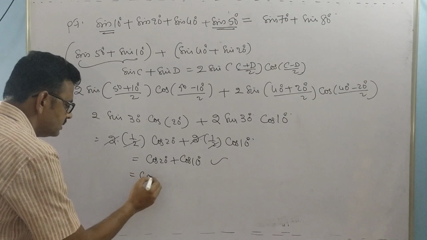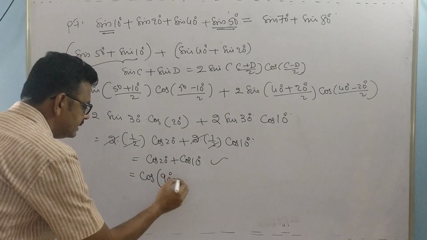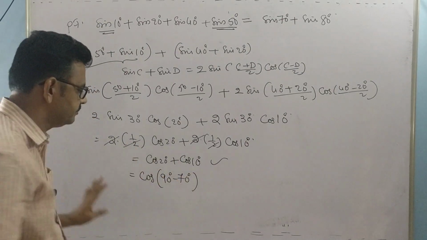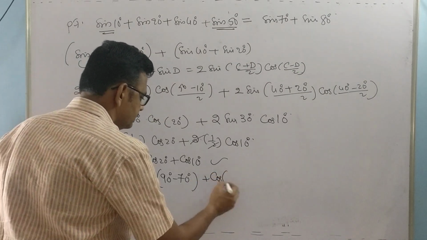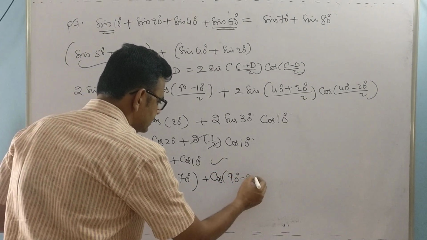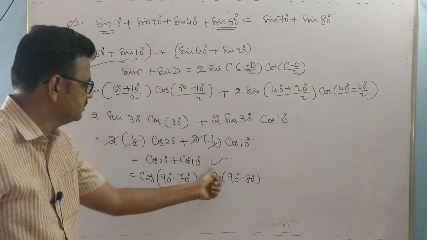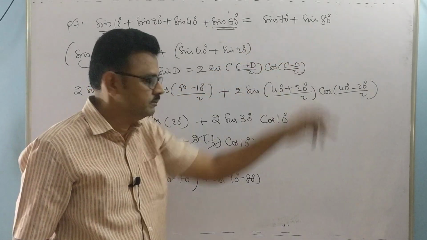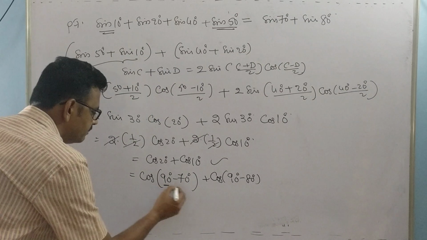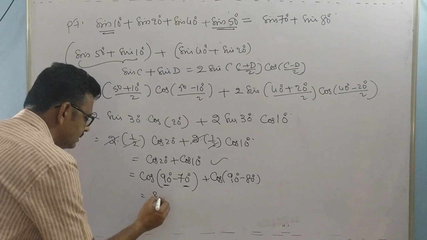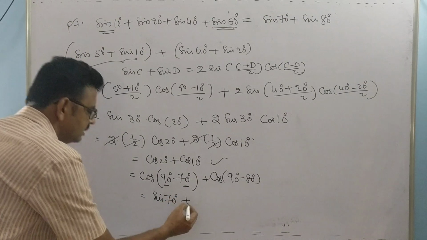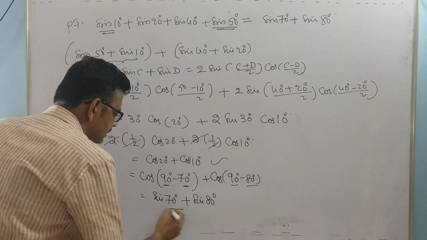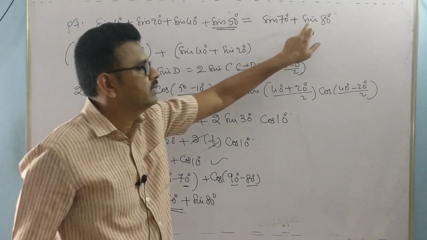So cos of 20 can be written as cos of 90 degrees minus 70 degrees, since 90 minus 70 is 20. And cos of 90 degrees minus 80 degrees, since 90 minus 80 is 10 degrees. Why are we writing this? Up to this is enough, but it is given to show it in terms of sine. So cos of 90 minus theta equals sin theta, so sin 70 degrees. Cos of 90 minus theta equals sine, so that is sin 80 degrees. Okay, this is our required result.